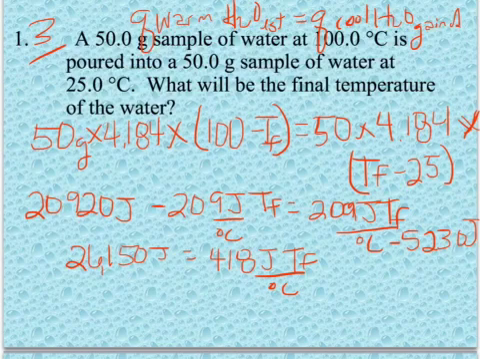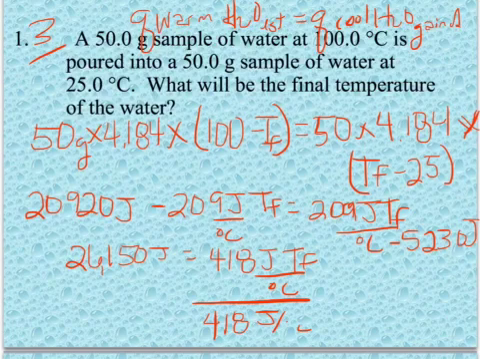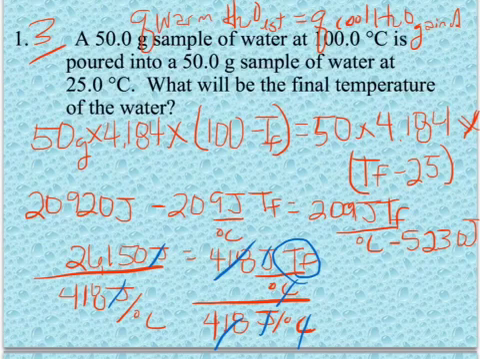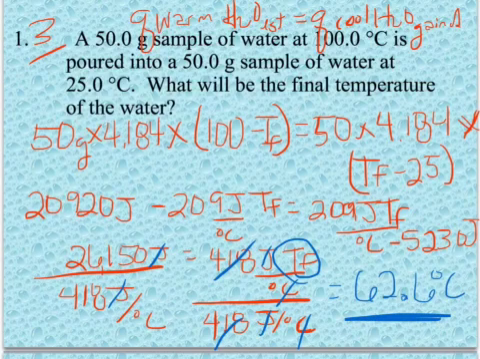So I want to get the T F by itself, so I'm going to divide both sides by 418 joules degrees Celsius. When I do that, the joules cancel out on both sides, the degrees Celsius cancels out here, and the 418s cancel out. And I'm left with T F is equal to 26,150 divided by 418, and the units will be degrees Celsius. And the T final ends up equaling 62.6 degrees Celsius. So that's my final temperature. Thanks. That's the last problem.